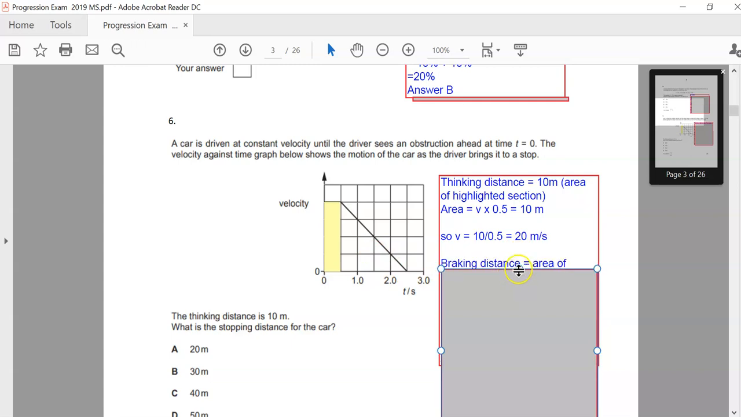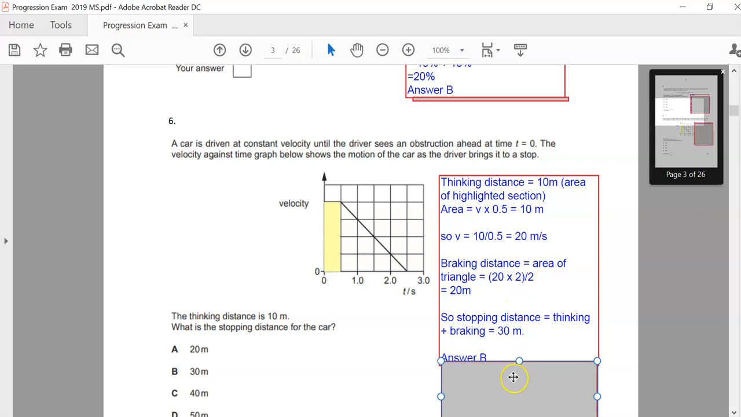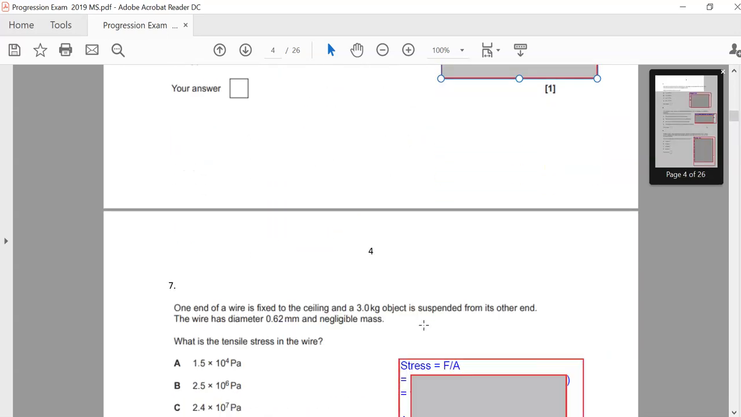Braking distance is the area of the triangular section, which is 20 times the time of 2, from 0.5 to 2.5. Halve it because it's a triangle, and we get 20 meters. So the braking is 20, the thinking is 10, and that means we get an overall stopping distance of 30, adding those 2 points together. Okay, on to number 7.